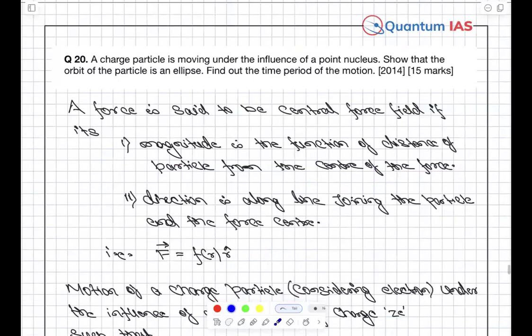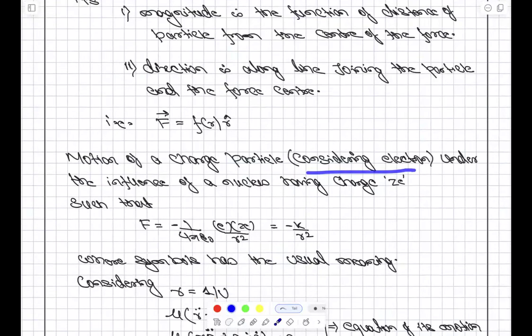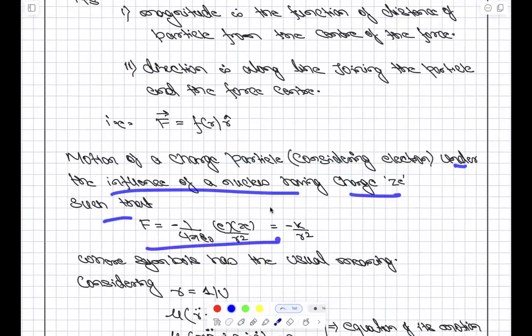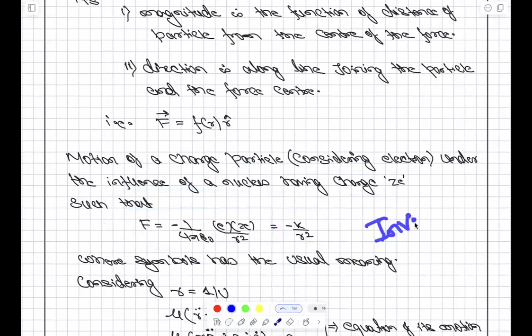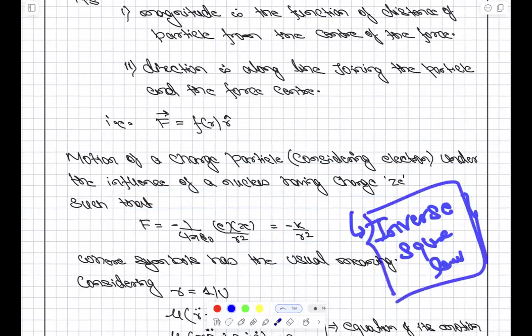Now motion of a charged particle considering electron, ऊपर वाले को देखो, under the influence of a nucleus having ZE, such that force is what? Minus k by r square. You have done the derivation और I have also shared the mechanics notes ना सब for everyone, मैंने शेयर किया था उस टाइम पे स्टार्टिंग में. Inverse square law. What is the trajectory in inverse square law? This is the same thing, right?